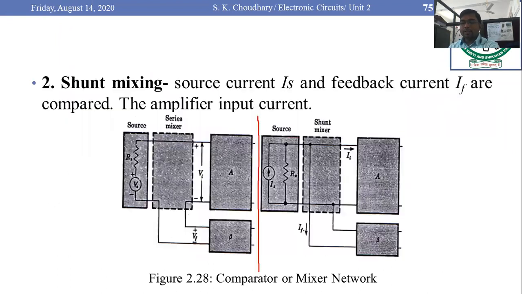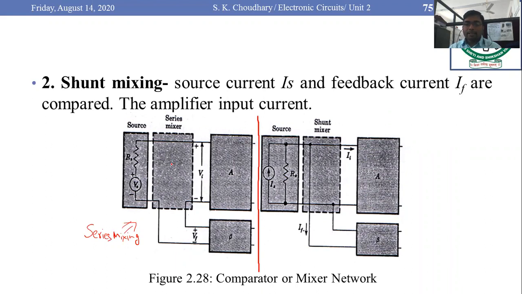Okay, so you can understand with the help of this diagram. All of you please draw this diagram of the mixer network. So this is the first one. I have given a partition with the red line. The left hand side of this partition is the series mixing. It is an example of series mixing.